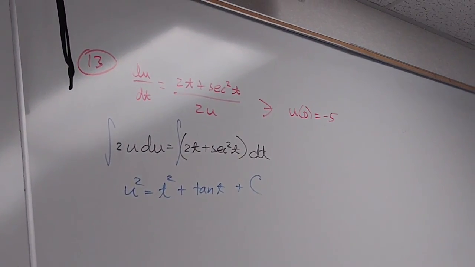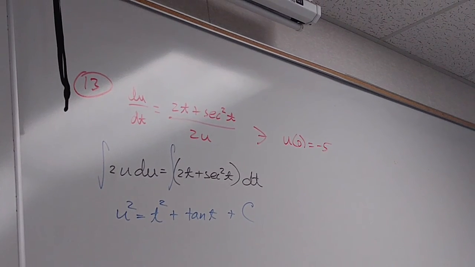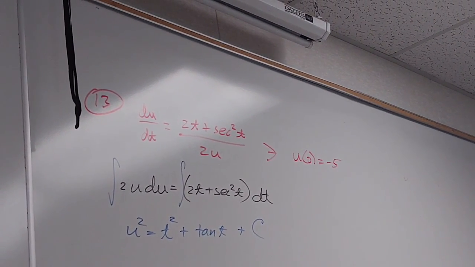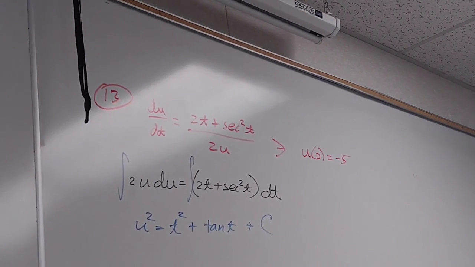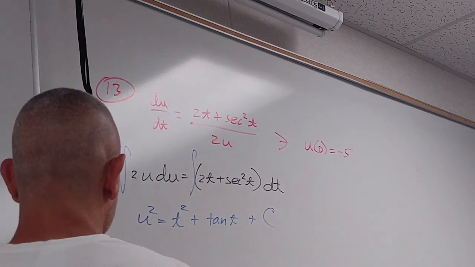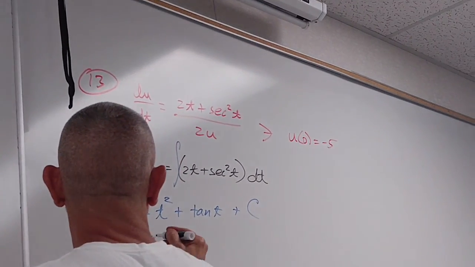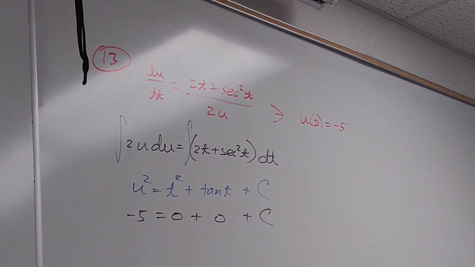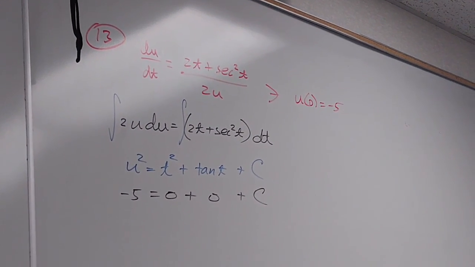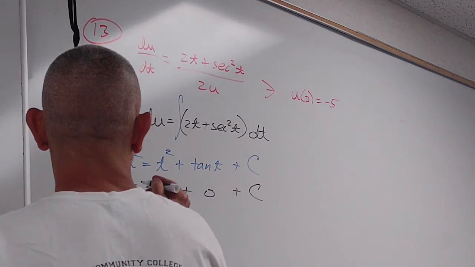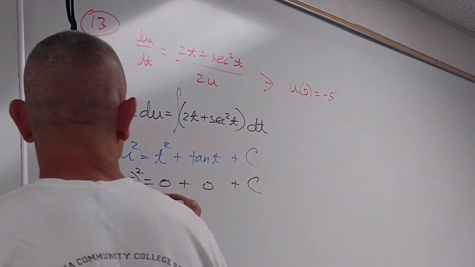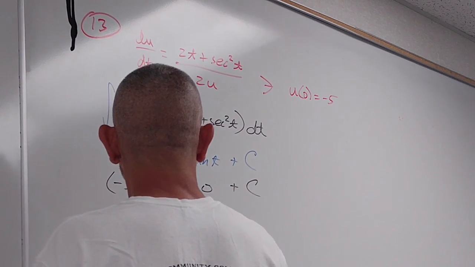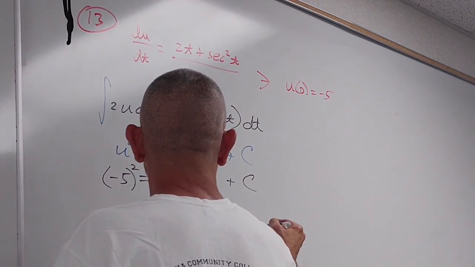I mean, take the square root. But first of all, let's see what c is. How am I going to do that? When t is 0, u is -5, so 25. Oh, sorry, forgot the square. So 25 equals c. So c is 25. All right, so u squared equals t squared plus tan t plus 25.